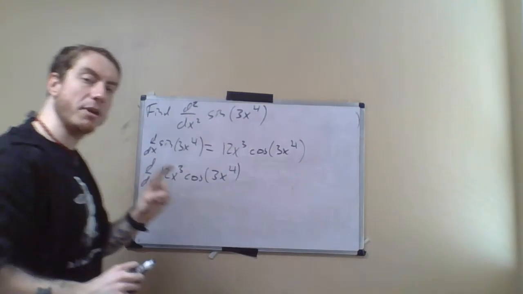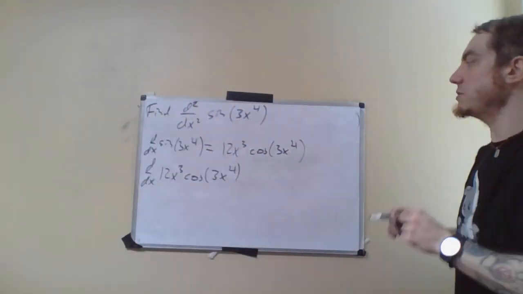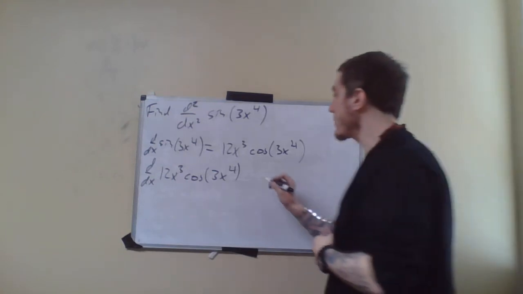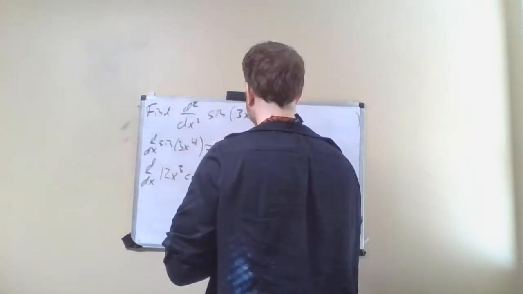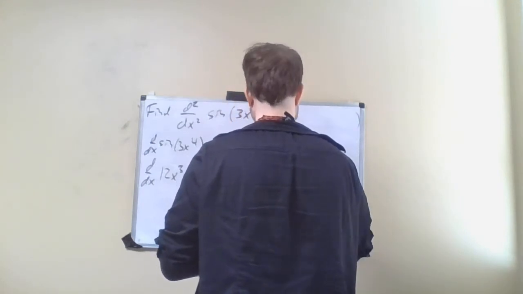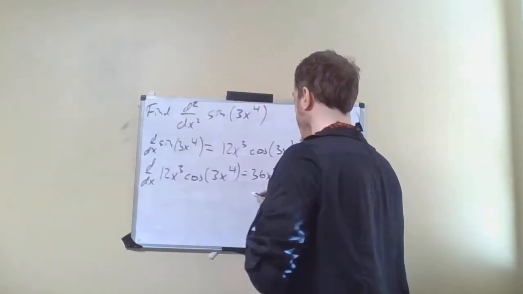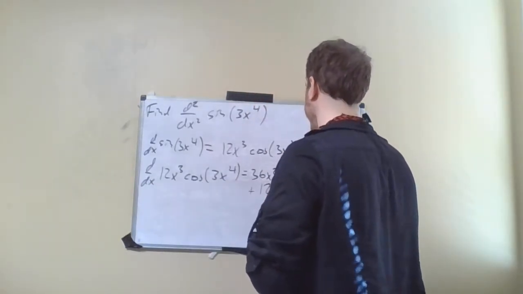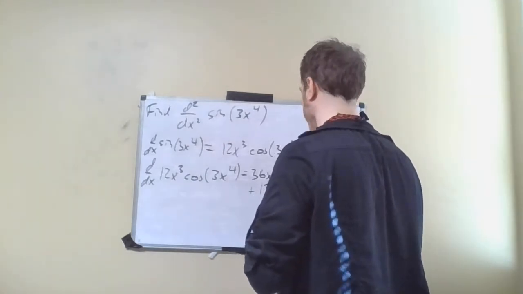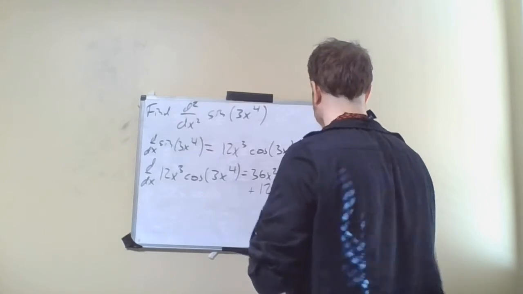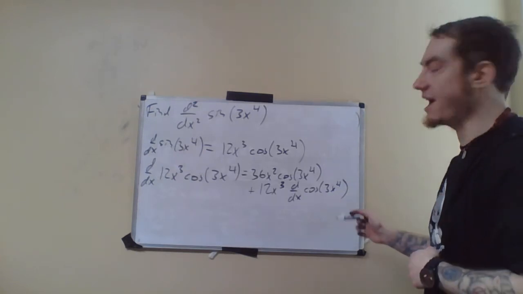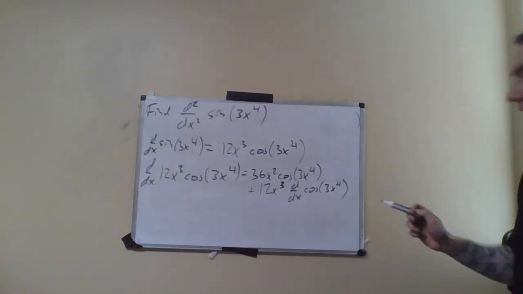And this is just a little bit more complicated because now I need to use the product rule and I need to use the chain rule. So I can rewrite this as, from the product rule, I'm going to get 36x squared cosine 3x to the fourth. And then I'm going to get plus 12x cubed times the derivative of cosine 3x to the fourth. So I've applied the product rule here, and I did have to write things on 2 lines. I'm sorry about that, but as you can see, no space.